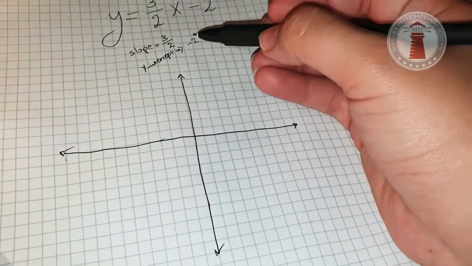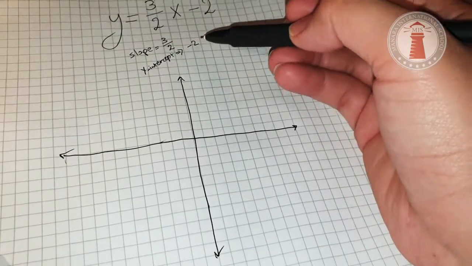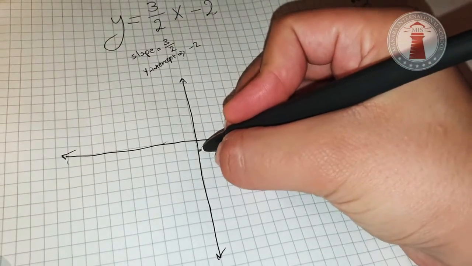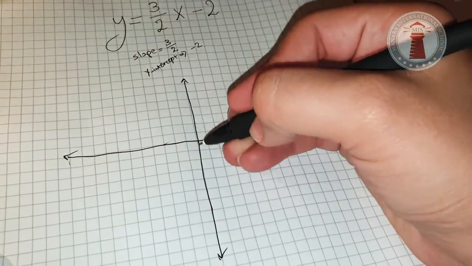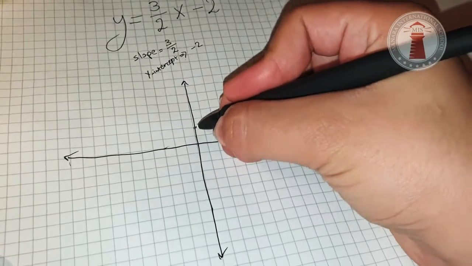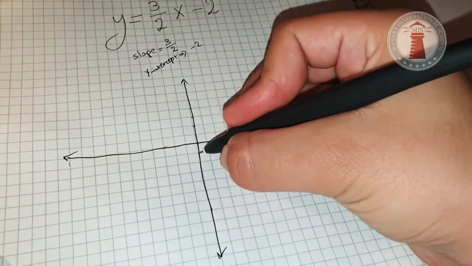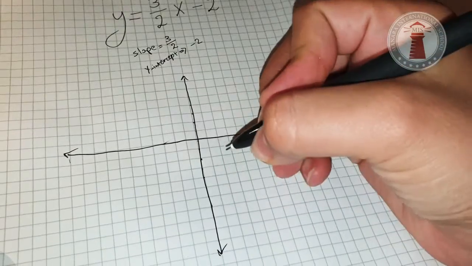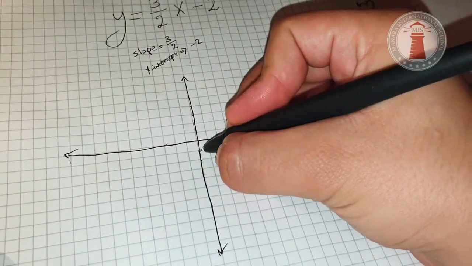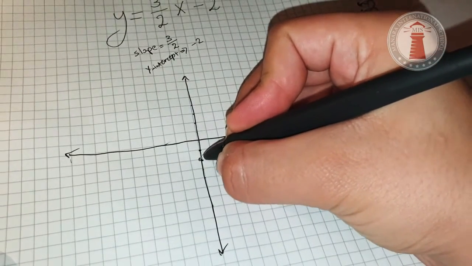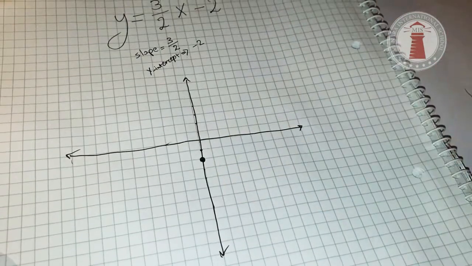First, we start with the y-intercept, okay? What is the y-intercept here? It is negative 2. So we go 2 steps down in the y-axis. This is the y-axis. This is 1, 2, 3, 4. And then we have negative 1, negative 2, negative 3, negative 4. We go to negative 2. That's negative 1. That is negative 2. And we make a point. This is the first point.